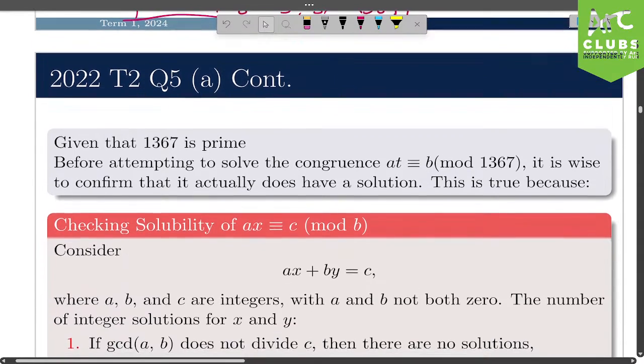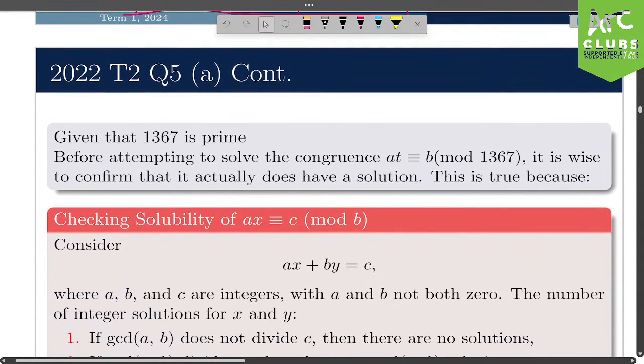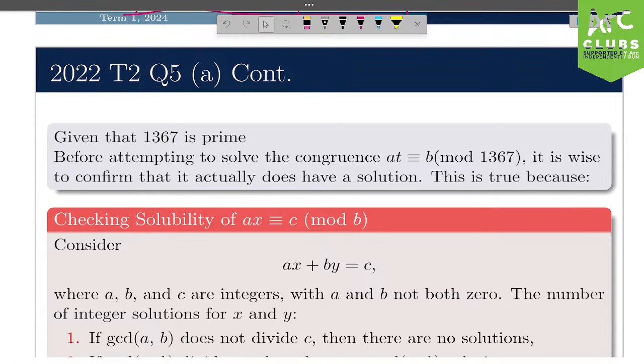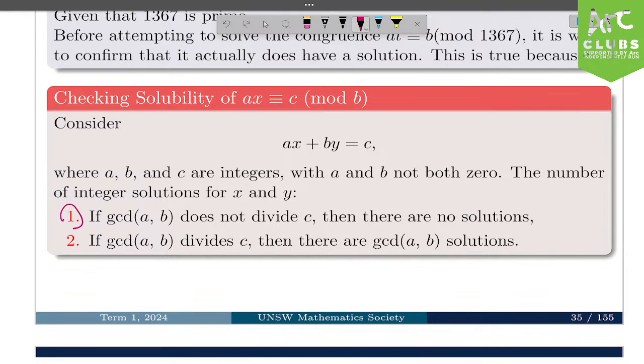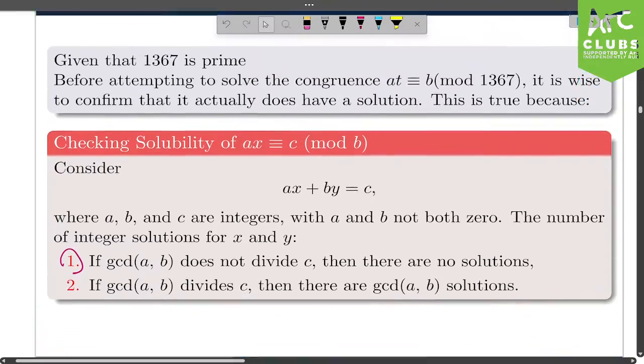I think it's just good practice, before we look to solve this AT congruent to B mod 1367, to always check solubility. It might be obvious, but generally it's good practice because sometimes you're bound to forget, and it ends up that there will be no solutions. So here we'll just check: will there be solutions?